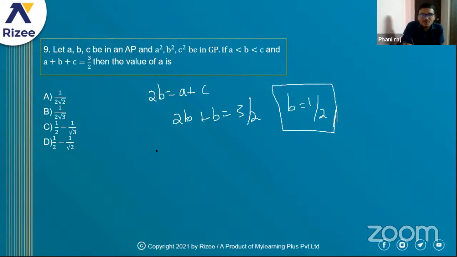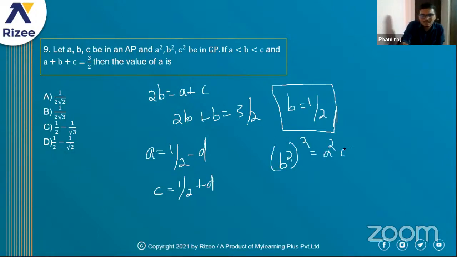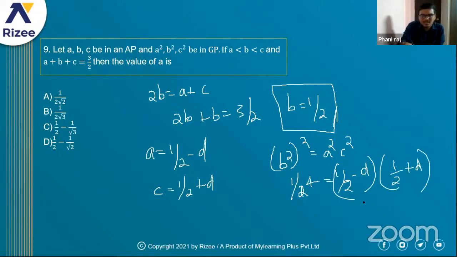Now, if B equal to 1/2, what is A? We do not know the common difference. A is half minus D, C equal to half plus D. To find D, they are also giving you that A square, B square, C square are in GP. So that means B square whole square equal to A square C square. So it's 1/16, or (1/2) power 4, equal to (half minus D) into (half plus D), this entire thing whole square.